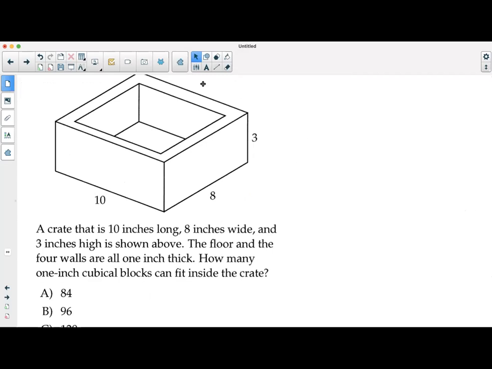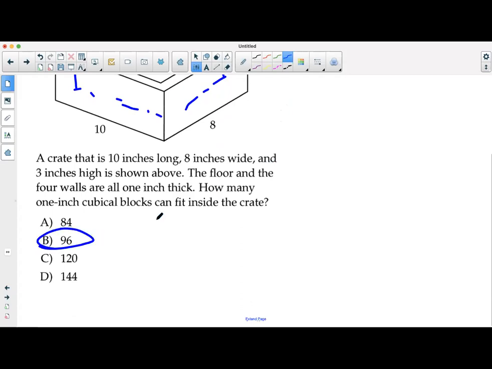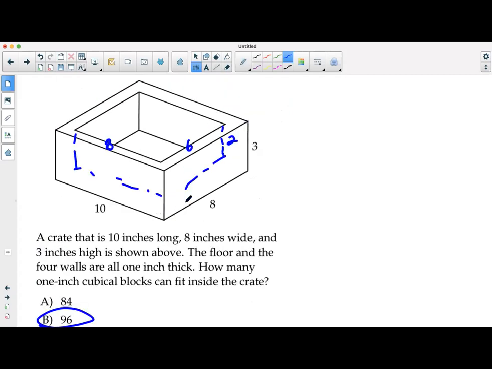So I just have to look at the inner dimensions here. Instead of 10, this is 1 inch and 1 inch, so we have 8 inches here. How about here? Instead of 8, now we have 6 inches. But out of 3, I only take away 1 instead of 2, like the other sides, because I don't have the top. I only have the bottom. So the height would be equal to 2. So 2 times 6 times 8. What do we end up getting, guys? We get 96. That would be the answer. Alrighty.